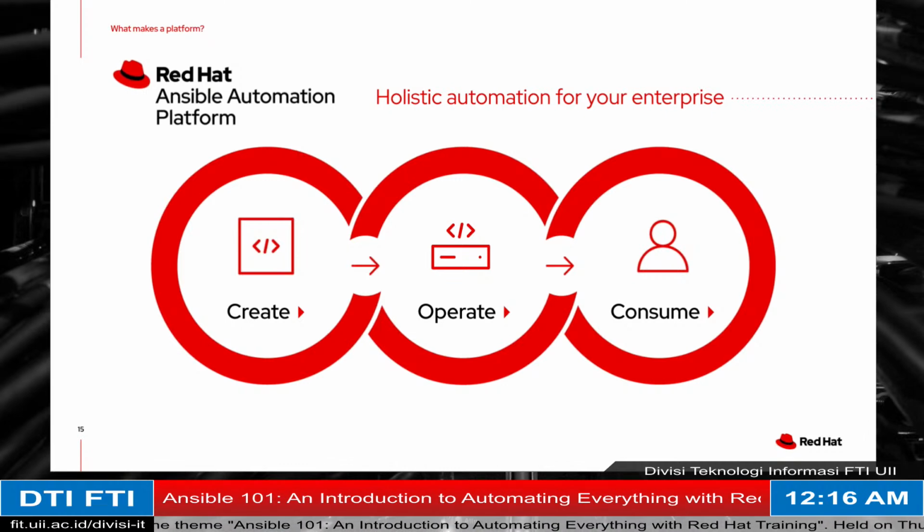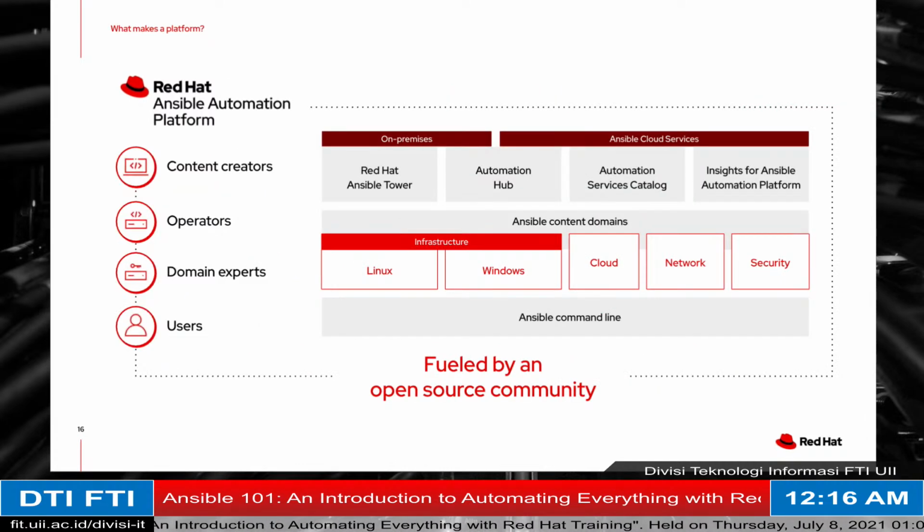So what does the technology stack really look like? Well, this is what it looks like. The architecture of the platform consists of a few core components, which you can see here on the right side, and they are used by the personas mentioned, related to the automation, which is on the left side. So remember, we have the content creators, the operators, the domain experts, the users. We'll dive into each of these different pieces, right? We're going to start with create, go into operate, and then into consume.